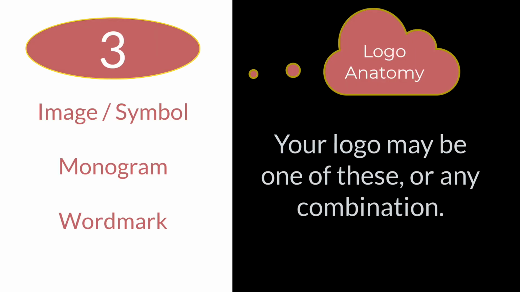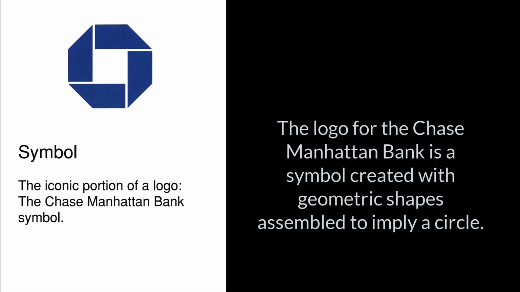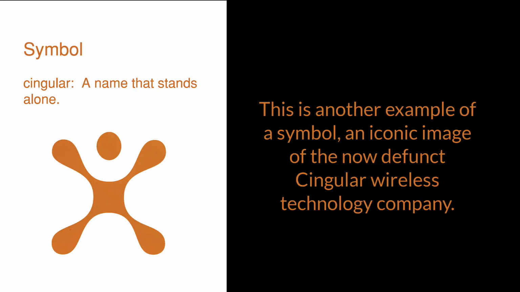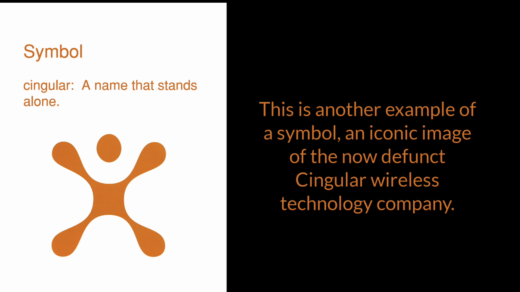Let's look at the anatomy of a logo. There are three possibilities for your logo: an image, a monogram, a word mark, or some combination of two or more of these. The first example is an image. The symbol for the Chase Manhattan Bank was created using geometric shapes, assembled to imply a circle. This is another example of a symbol, an iconic image of the now defunct Singular Wireless Technology Company. The logo was so effective for its time that it is still remembered long after the company folded.